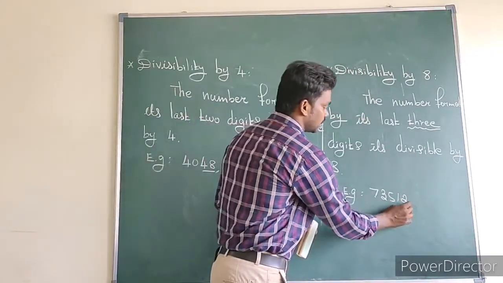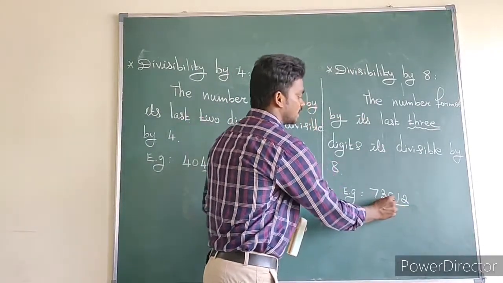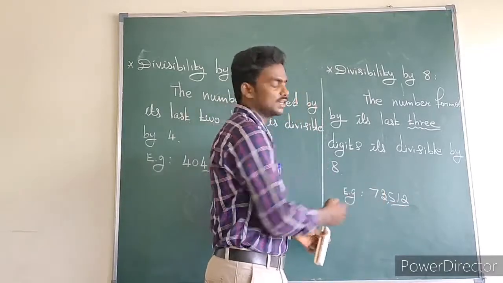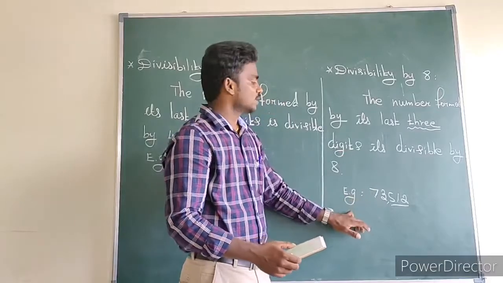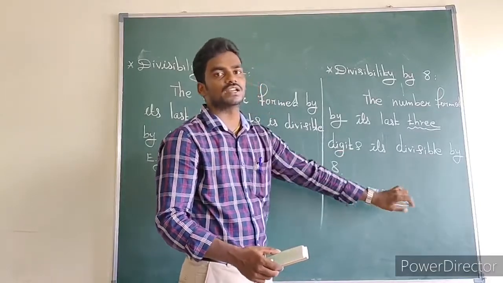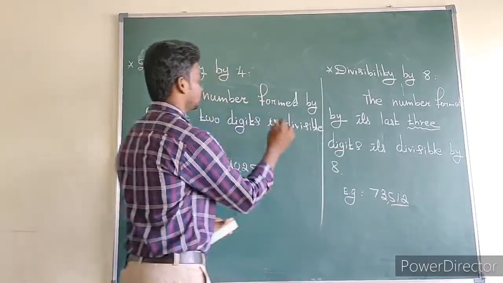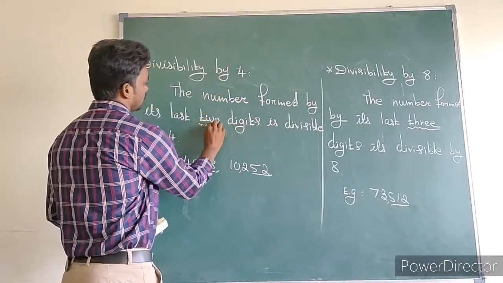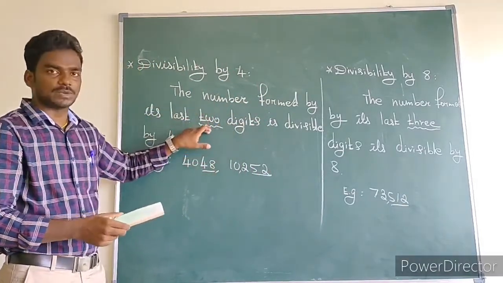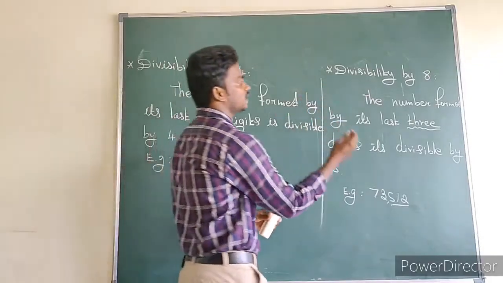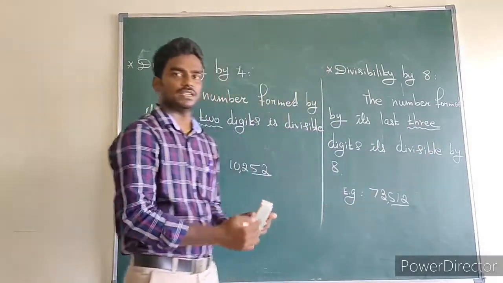What are the last 3 digits for this number? 73,512. The last 3 digits are 512. So 512 is divisible by 8. So the whole number 73,512 is divisible by 8. What is the condition for 4? The condition for 4 is that the last 2 digits are divisible by 4, and the condition for 8 is that the last 3 digits are divisible by 8.